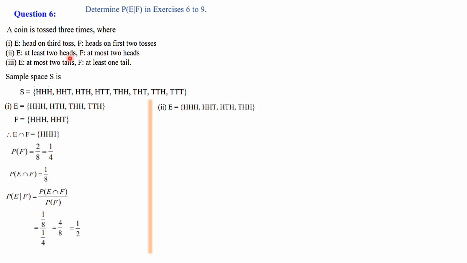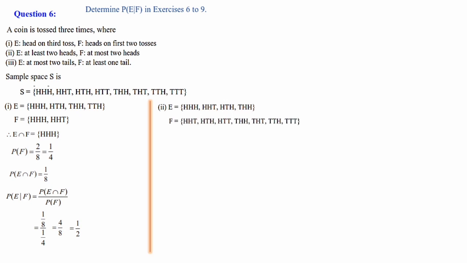E, at least 2 heads. At least 2 heads means minimum 2 heads. Minimum 2 heads, in the sense 3 heads also can be taken. So 1 element, and here HHT. At least means minimum 2 heads. Only 1 head we cannot take. So here HHT is taken, HTH is taken, then here THH is taken. The remaining all are having only 1 head, so these elements we cannot take. Here there is no head, that also cannot be taken. So there are 1, 2, 3, 4 elements.